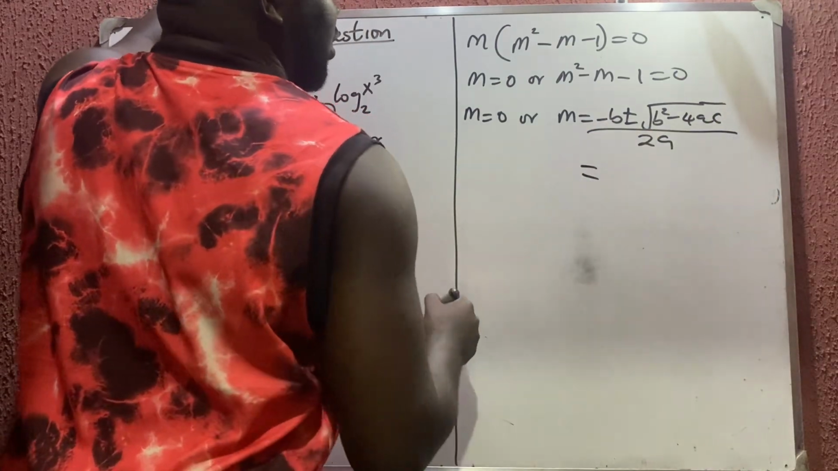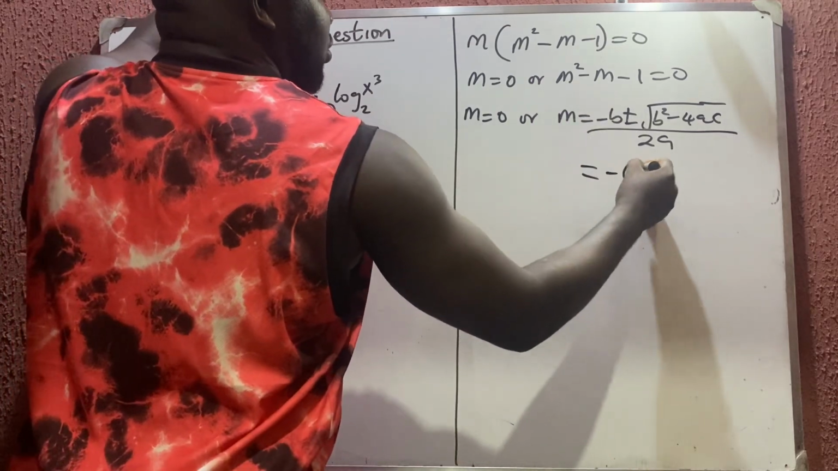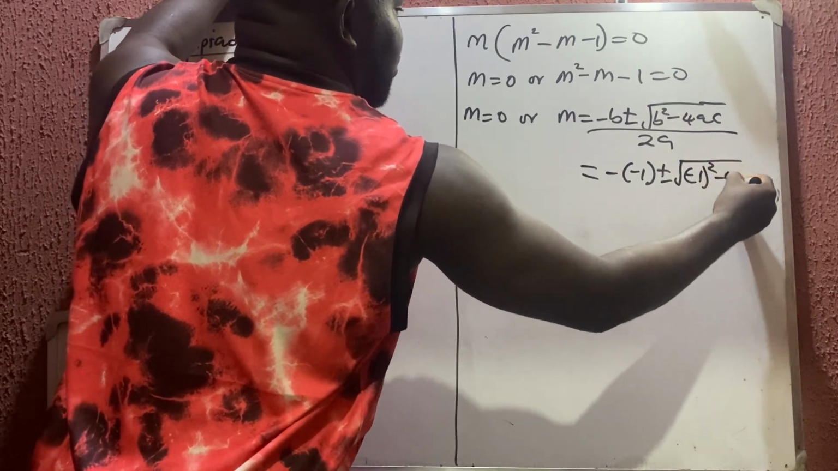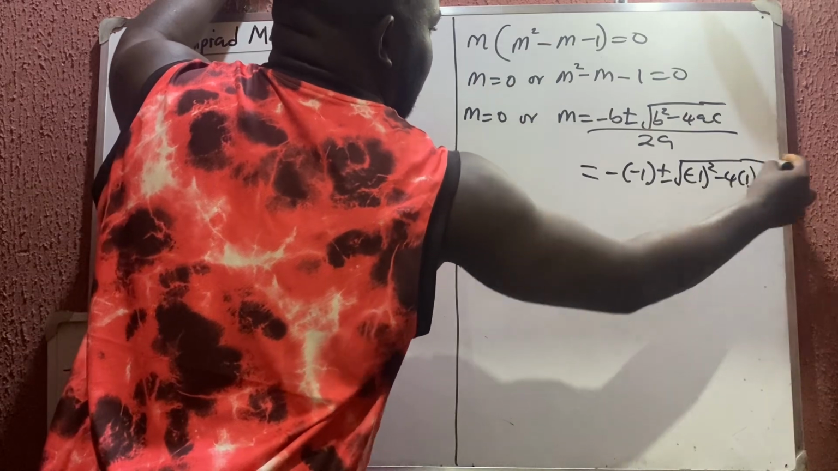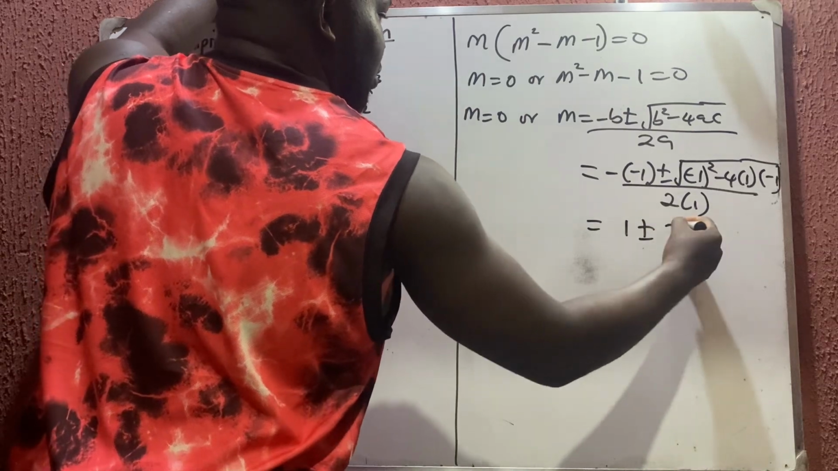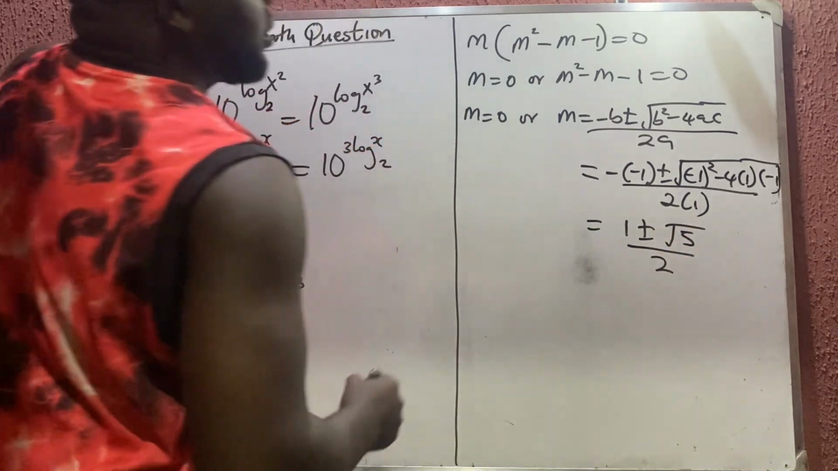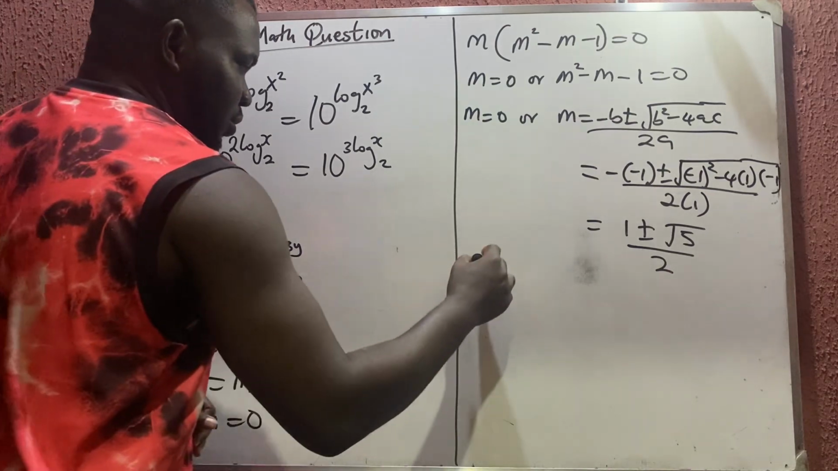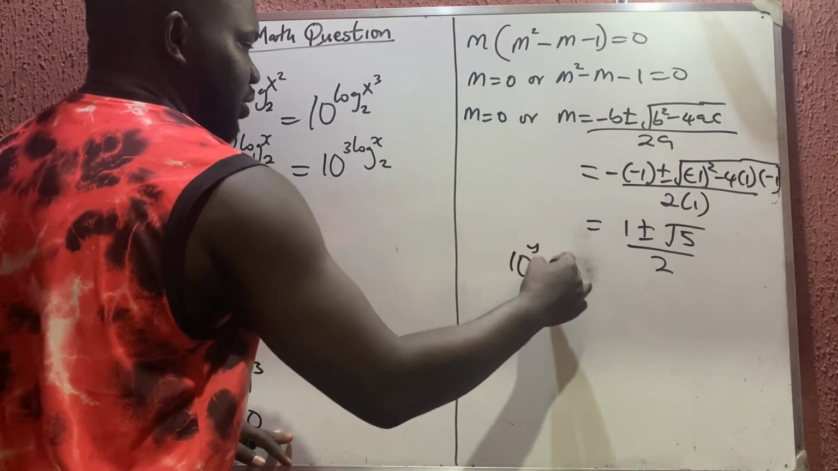So this is equal to minus (minus 1) plus or minus the square root of (minus 1) all squared minus 4 into 1 into minus 1, everything over 2 into 1. So I have 1 plus or minus the square root of 5, over 2. Now this is our m. From getting m, we can get our y. Let us get our y. We should recall that 10 raised to the power y is equal to m.